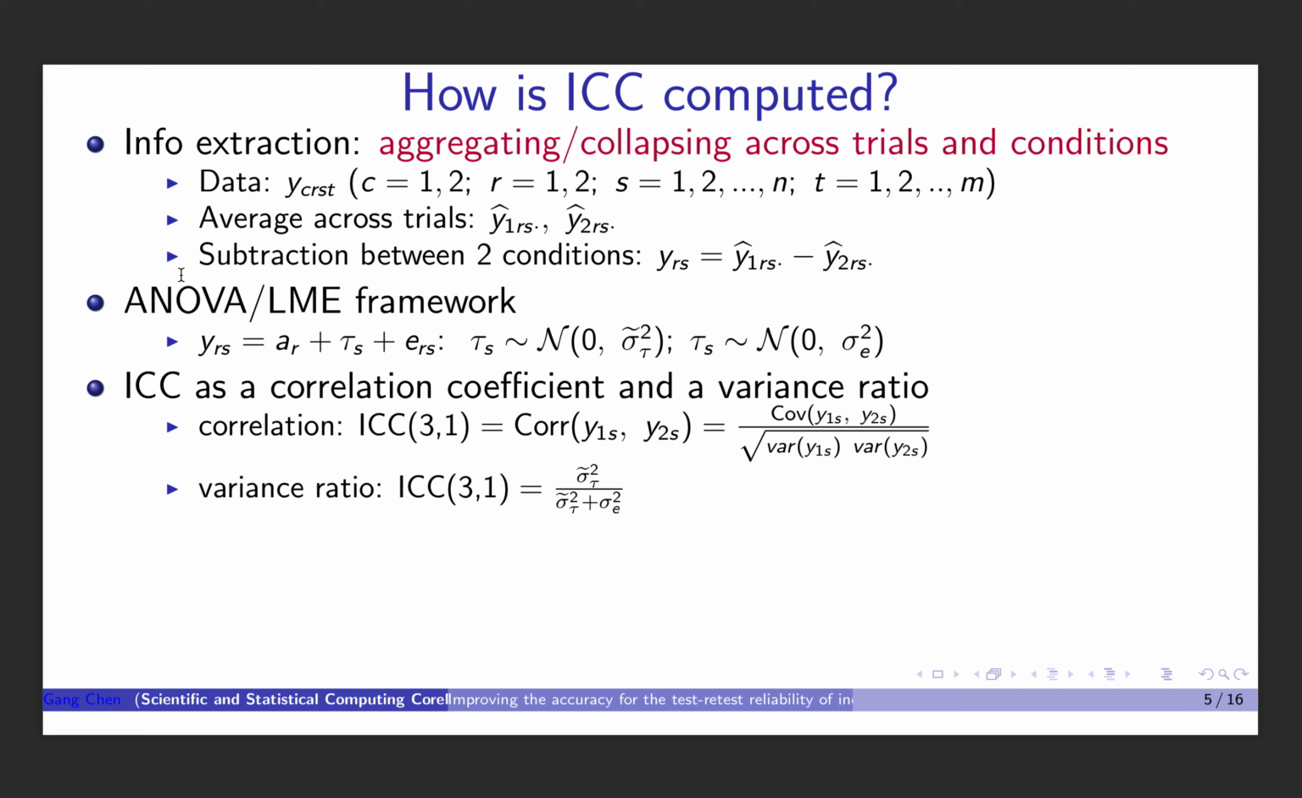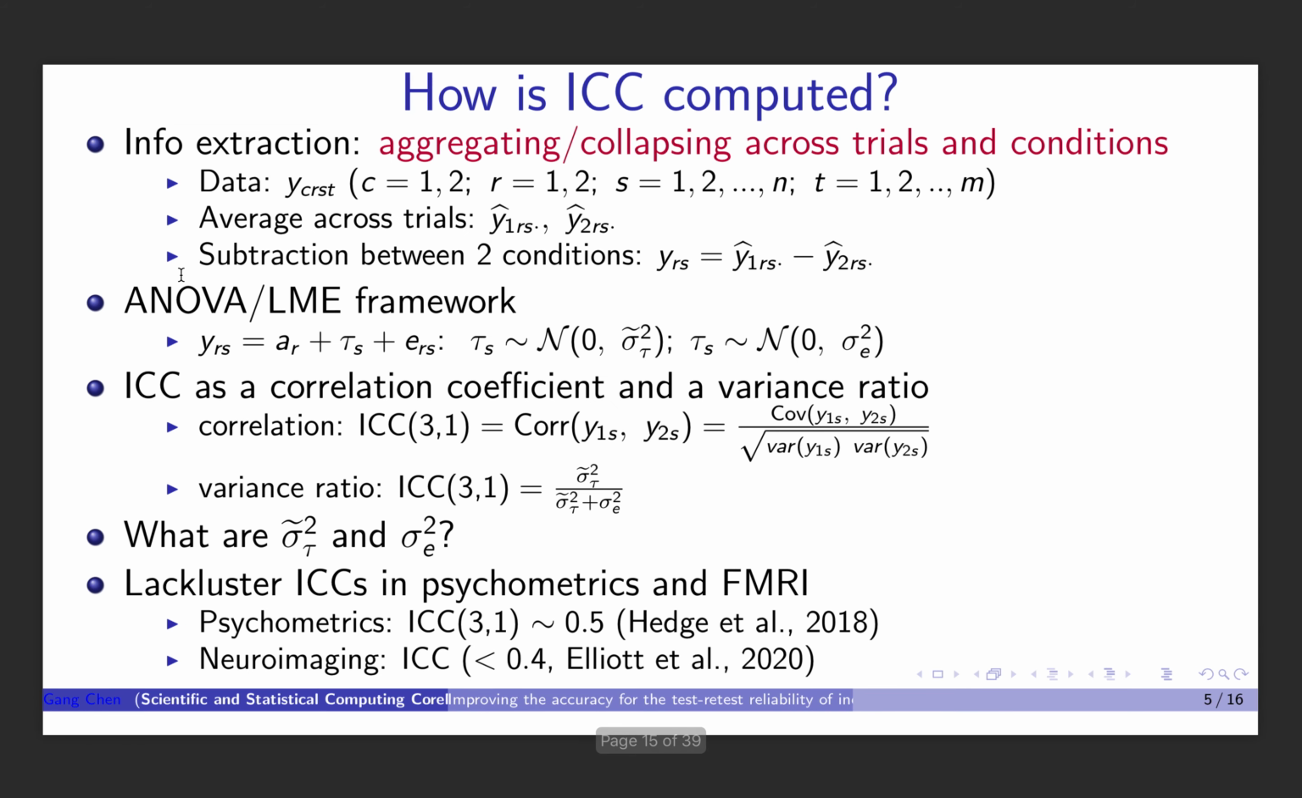The traditional ICC can be interpreted as the correlation between 2 sessions. So that's the basic Pearson correlation. We can also interpret it as the ratio of the variance. Basically, it's the cross-subject variability relative to the total variance. So that's the ICC 3,1. What are the 2 variances? Well, it appears that one is the cross-subject variance, the other one is the residuals. But there are subtleties associated with those variances. That's why we have the problem with the traditional consistency.